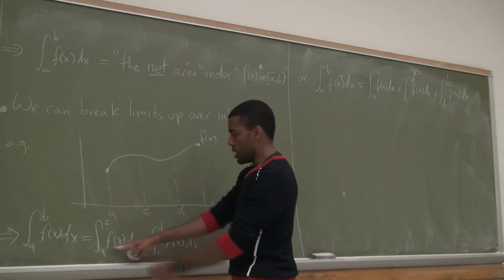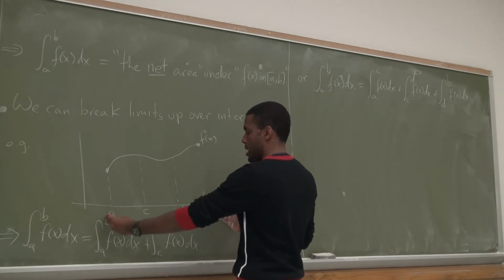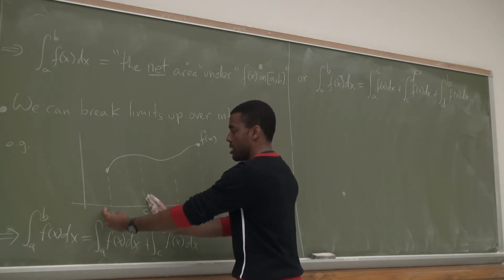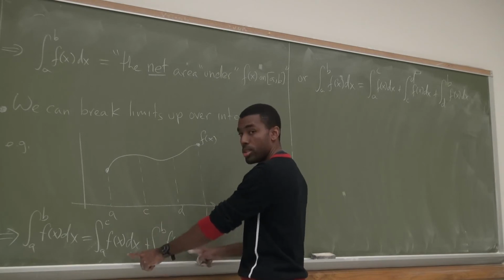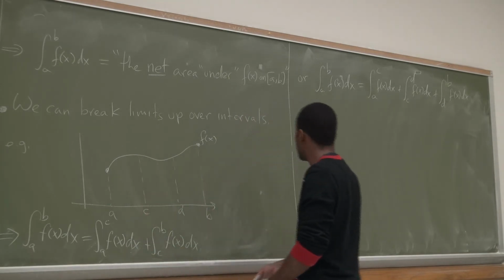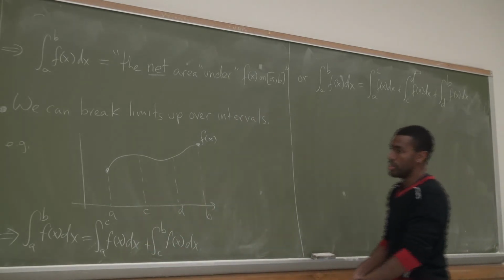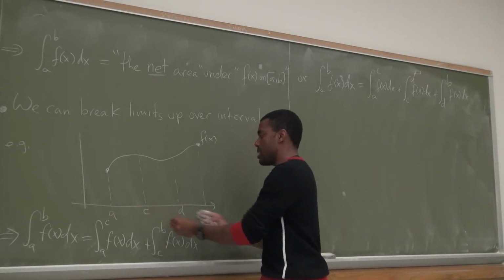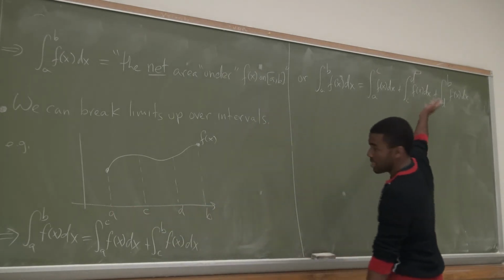So here what I did was I took A and B and I broke it up into two parts, A and C, and then C and D. And I can do that and add them and it will be the same. Or I can break it up into A and C, C and D, and D and B, and I get the same thing.